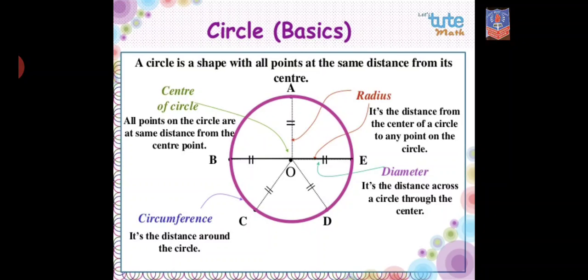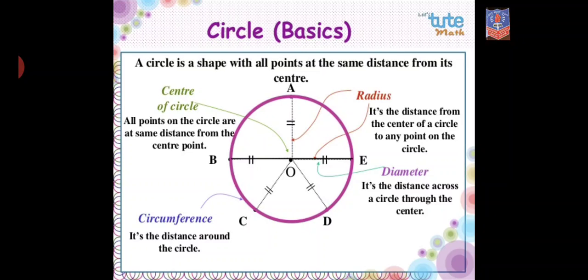You can even define the radius as a line segment. A line segment joining the center of a circle with any point of a circle is called the radius. Now circumference. Circumference means what? It is the distance around the circle. The length of the whole circle is called its circumference.